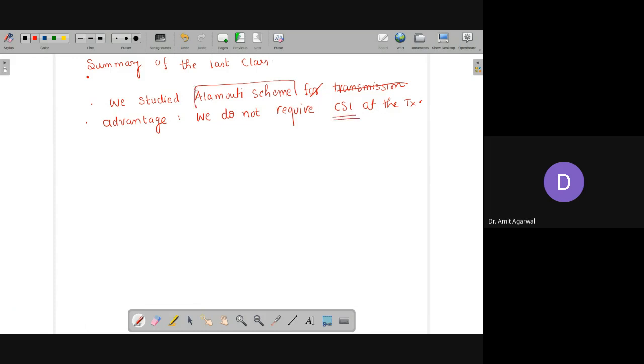And what is the generalized version of the Alamouti scheme? Do you remember? What is the full form of this? Space-time block codes. And it is also called orthogonal. Is my voice clear to you or not? Yes, sir, it's clear. And why do we call it orthogonal?